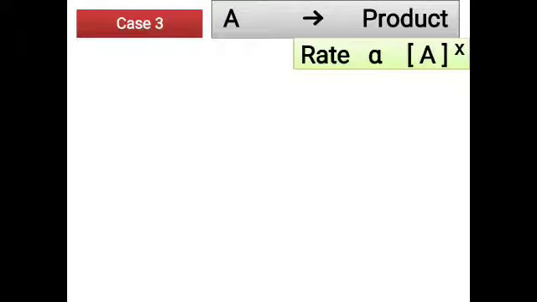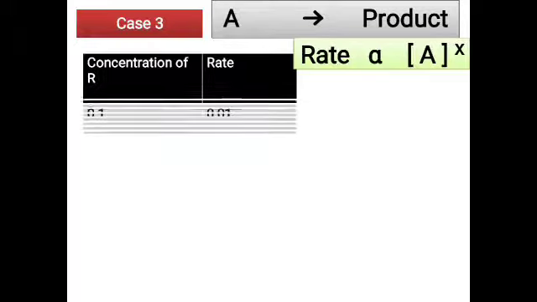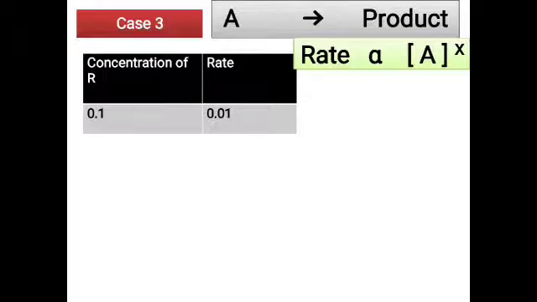Now let us look into a third type of reaction, possible of reactant A giving product, and we will find out what happens to the rate when the concentration is changed. It's a different type of reaction again now. So we will check out now by taking the reactant concentration on one side and the rate on the other side. So initially, with 0.1 concentration, the rate for this reaction was found to be 0.01.